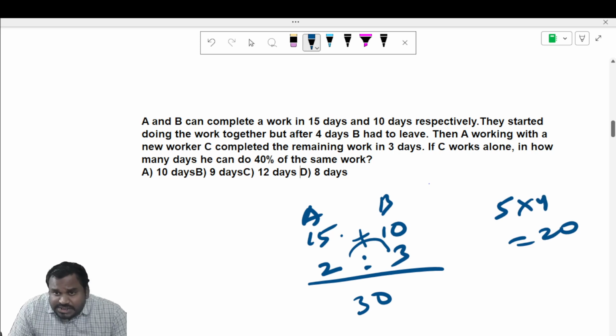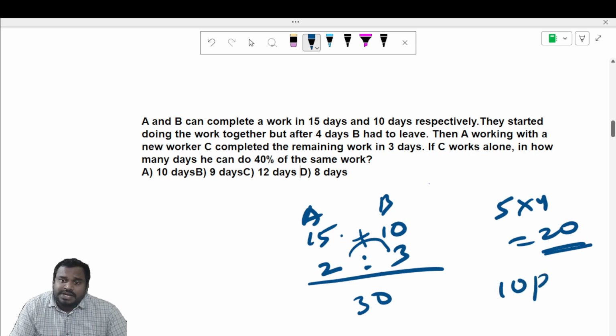After 4 days, B had to leave. Once 20 parts of work is finished, 10 parts is remaining. So when 10 parts is remaining, B had to leave. B had to leave means B won't be there, only A is there with 2 as a capacity. Then A working with a new worker C completed the remaining work in 3 days. So 10 parts of work is completed in 3 days.